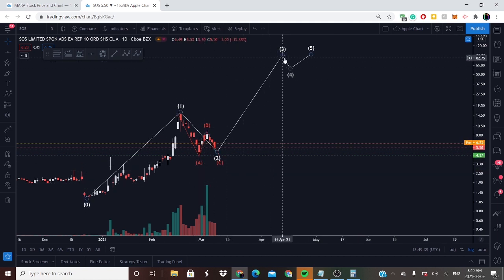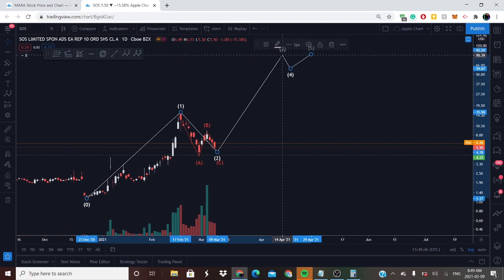Like I just put it here at $80. I wish it would go to $80, but that's not realistic. Wave 3 cannot be the shortest of the impulse waves. So wave 3 is always, or most of the time, your most ferocious wave. It's your highest. Think of it as your exponential, when everybody thinks it's the mooning wave, right?